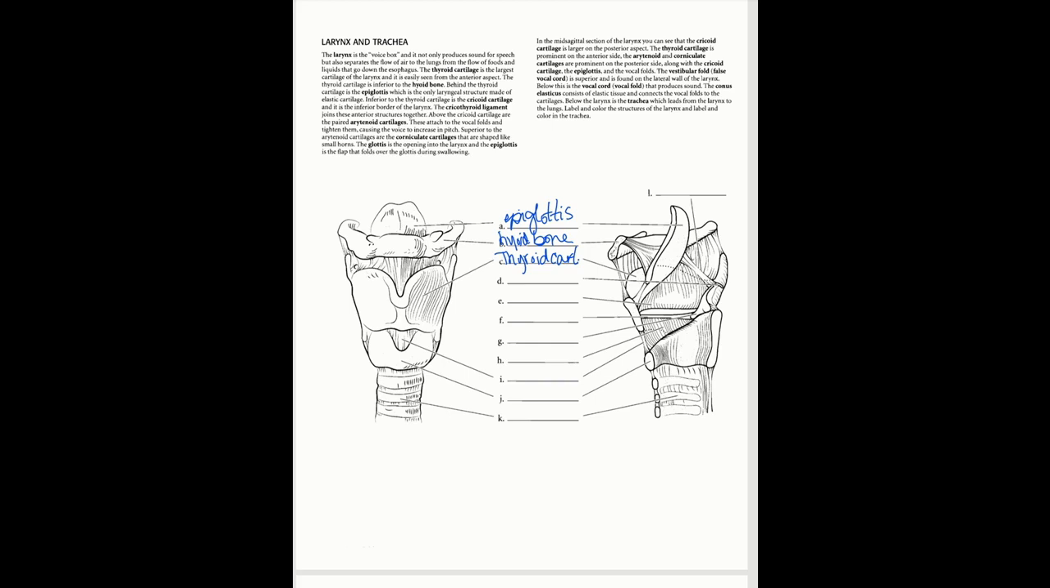What's not visible from an anterior view but is through the mid-sagittal is this cartilage here. This is the corniculate cartilage. Hopefully you can read my handwriting here. We then have this area here. You can see where it's kind of showing texture. This is our vestibular fold.